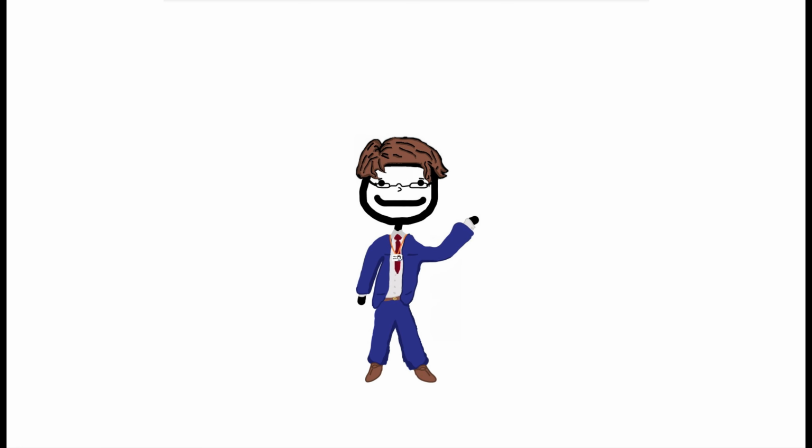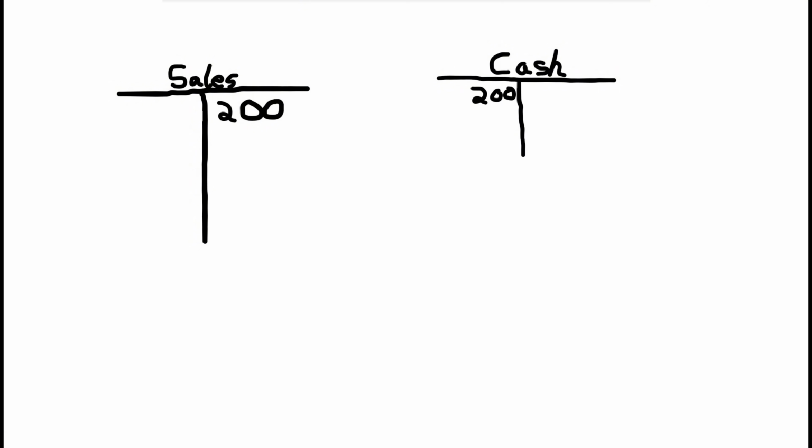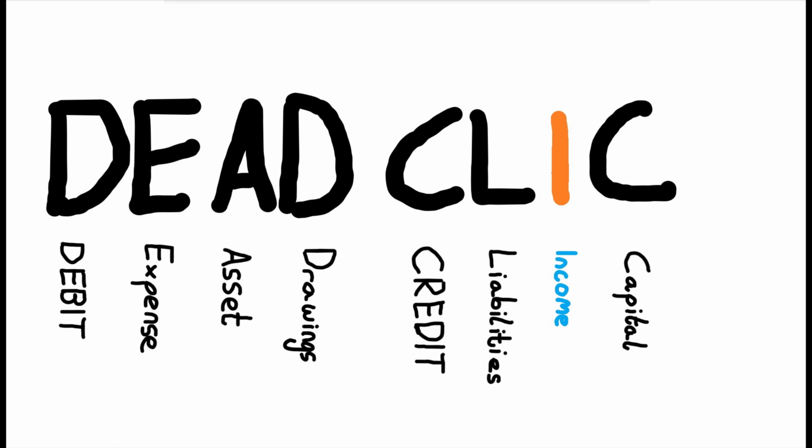But how about we do a sales example? Sales being an income. So the business makes a sale of £200 in cash. So cash increases, so you would debit cash £200. But then the sales revenue increases, so you credit sales 200. Where you're debiting cash, you're increasing it due to it being an asset. But with the sales revenue increasing, you're crediting that because that is an income. So remember in CLIC, the I stands for income.